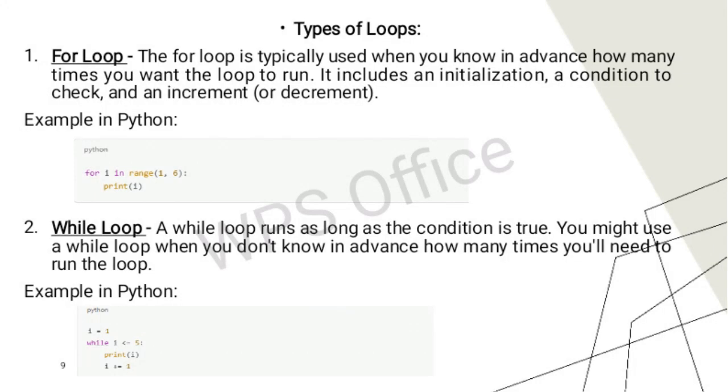So there are types of loops. First is the for loop. The for loop is typically used when you know in advance how many times you want the loop to run. It includes an initialization, a condition to check, and an increment or decrement. This is a loop where you know in advance how many times it will repeat to get the result.